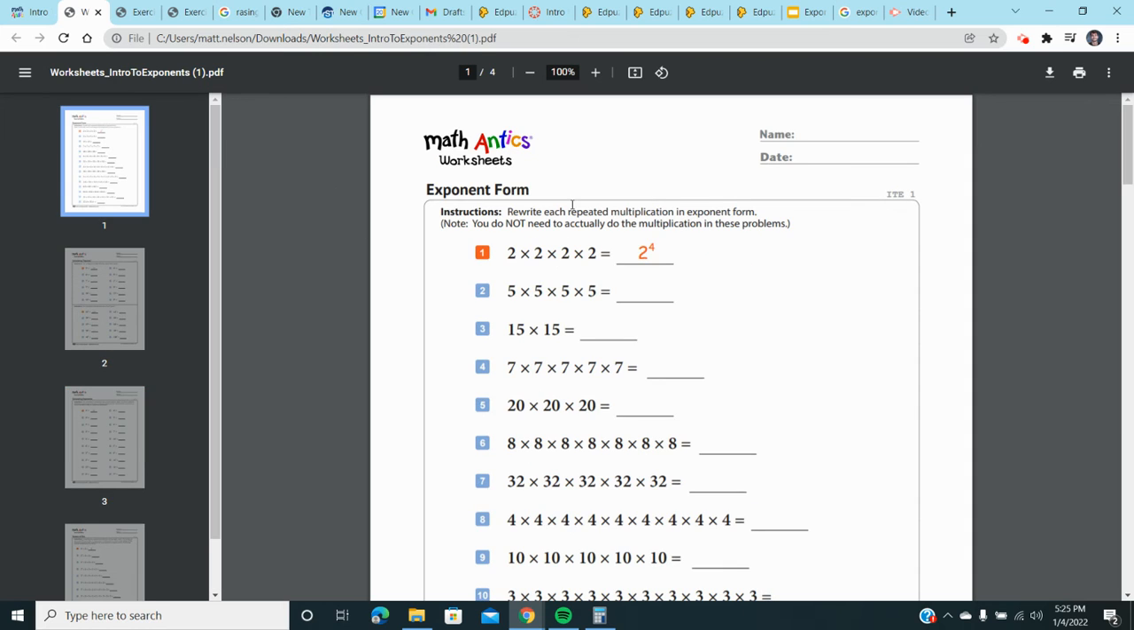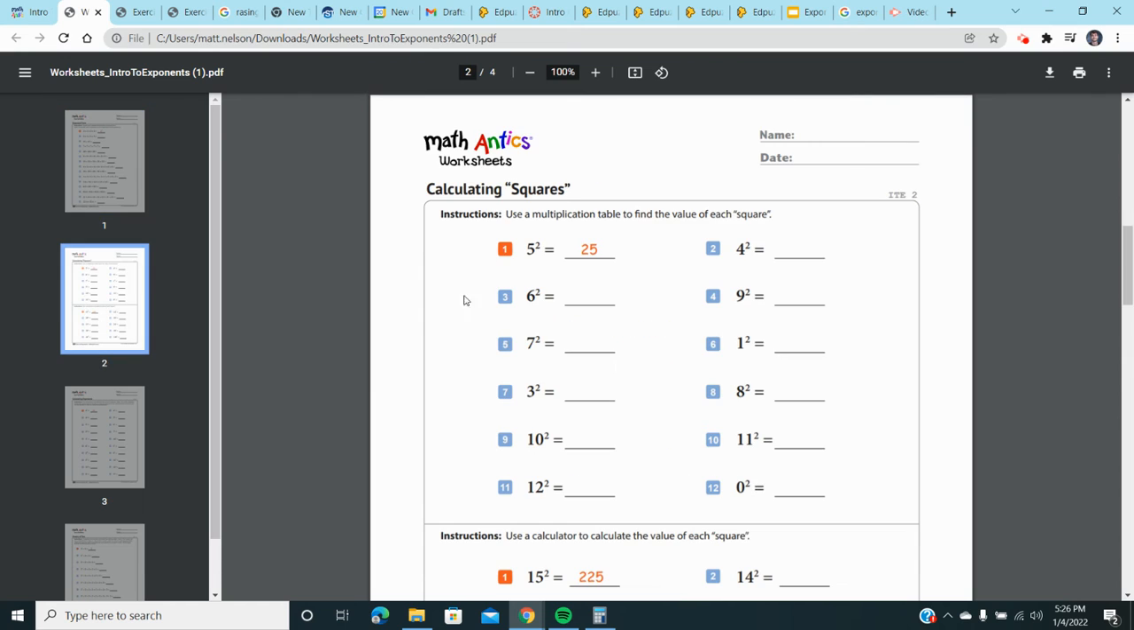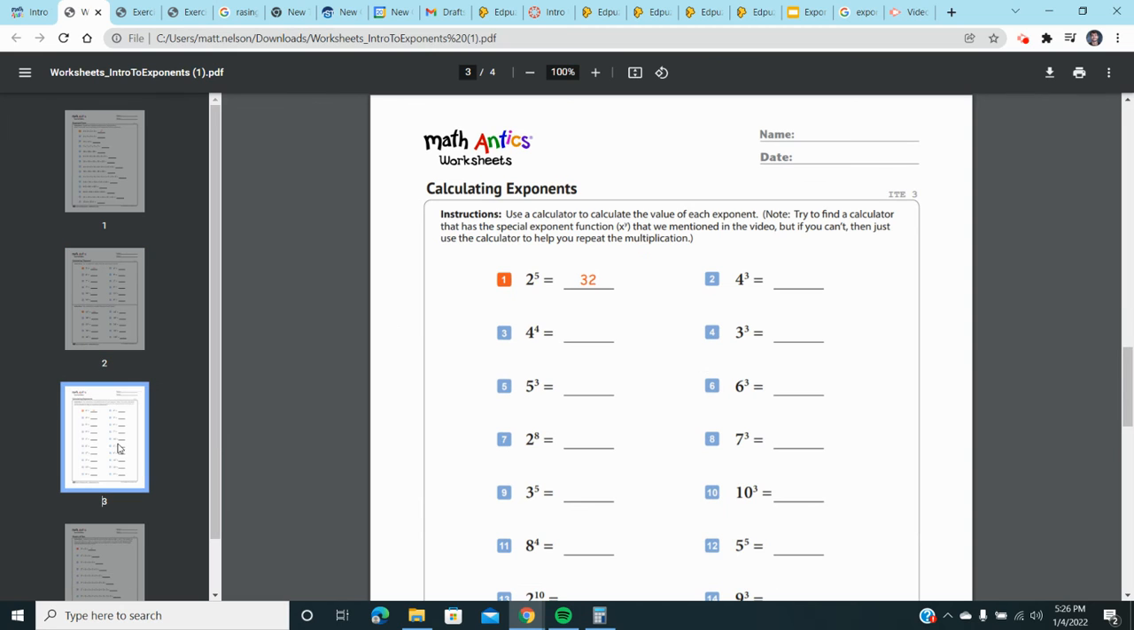All right, so we see this first one, and it is writing numbers in exponent form. So writing all of these really long, complicated multiplication problems as simple exponents. Next, it's going to be calculating squares. So that's when you times a number by itself. So like 5 squared would be 5 times 5, and you get 25, for example.